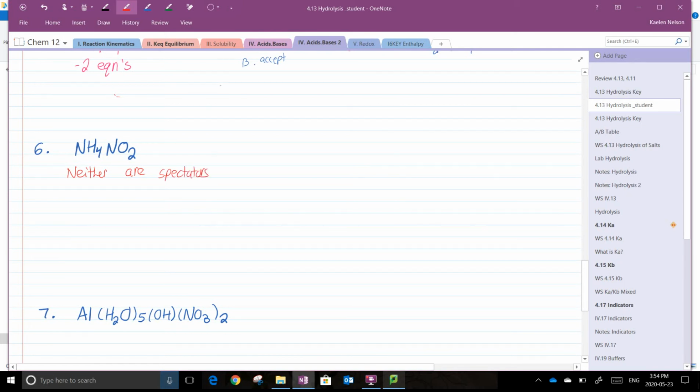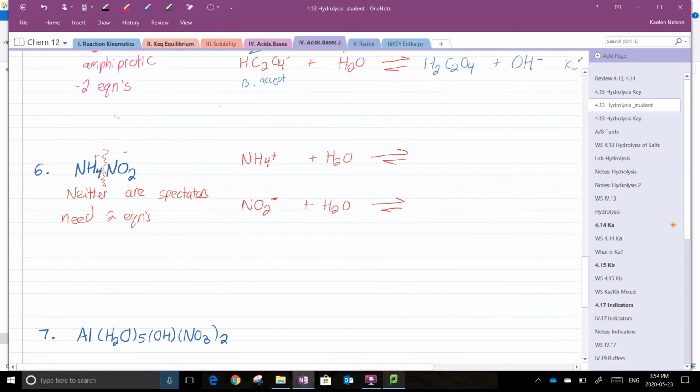Okay, so if neither are spectators, again, you need 2 equations. So my first equation, I'll use my first ion, which is NH4 plus H2O. And in my second equation, I'll use the other ion, which is NO2 minus plus H2O. And I got my ions by splitting that guy like that. Okay, and that's my plus, that's my minus. Similar to our Ksp unit where we split up salts.